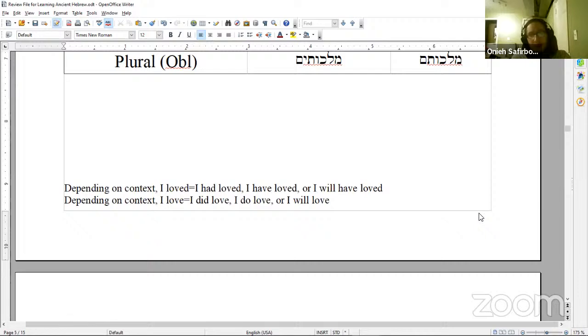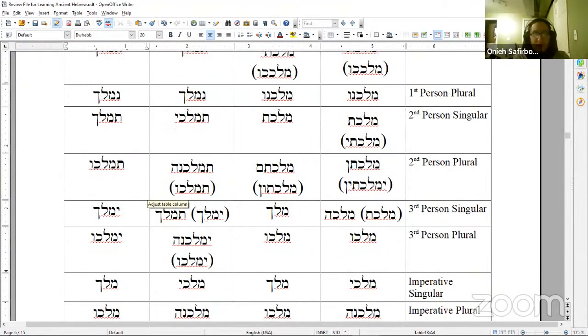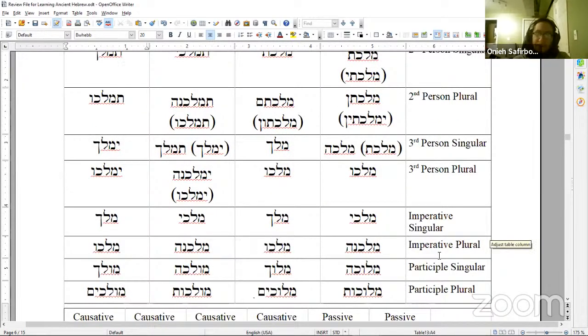But yeah, so these are the forms you have. You'll notice that there's some forms in parentheses. I want to have you guys ignore imperative for now and participle because we haven't covered that in our actual lesson yet.